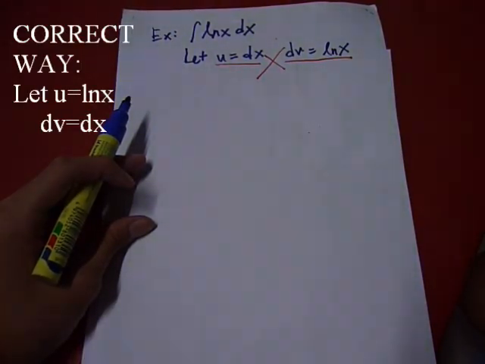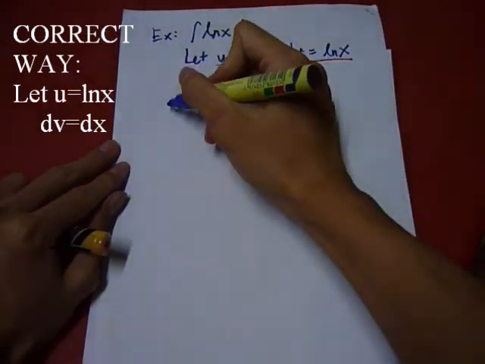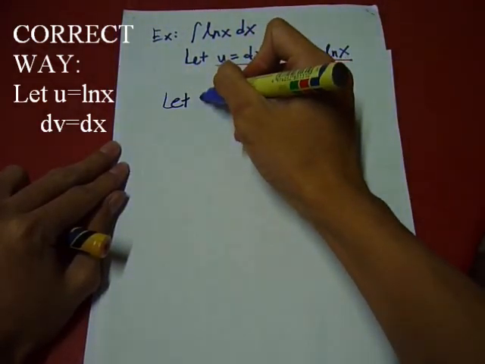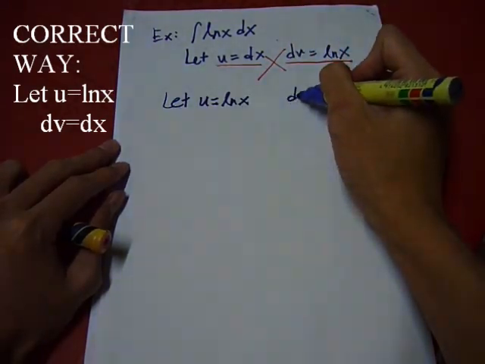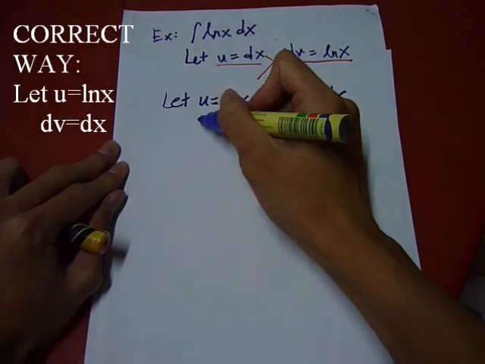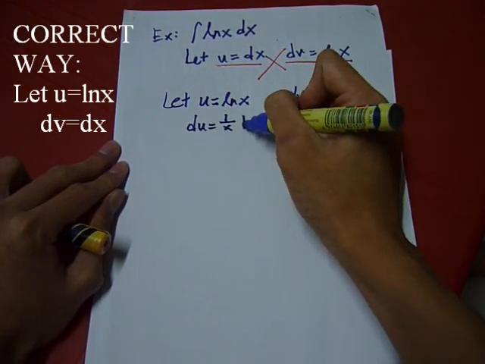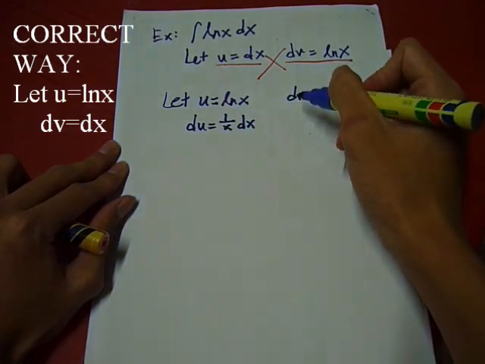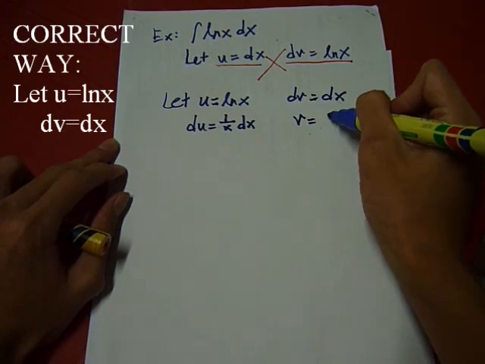Okay, now let's try it the other way round. Now we let u equal ln x and dv equal dx. We differentiate u, du will equal 1 over x dx, and integrating dv, v equals x.